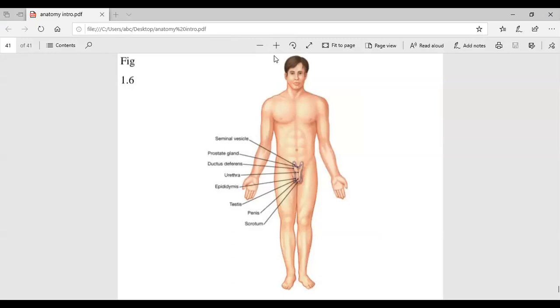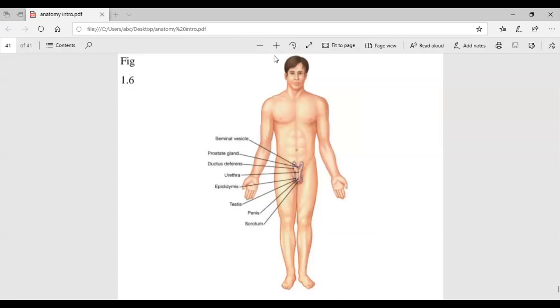So the penis performs two functions. It also acts as the urethra of the urinary system, that is the throwing out of urine from our body, and also as the reproductive organ during the mating period. So this is a summary of the reproductive system.